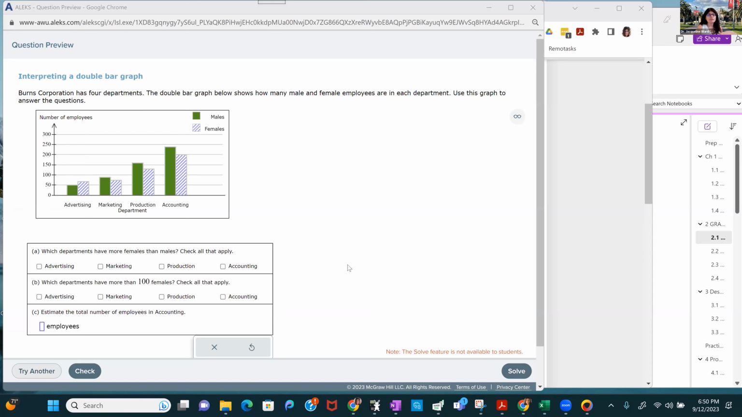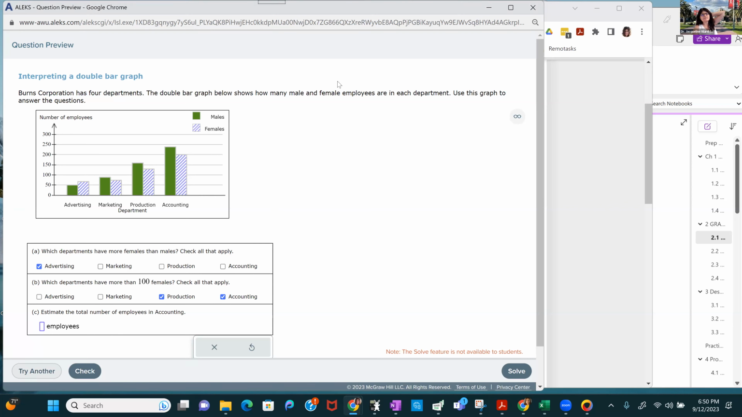So which department has more females than males? So we're going to look at the blue stripe and we want this blue stripe to be higher than the green. And just advertising. Which department has more than 100 females? So now you're going to look at that 100 mark and you want the ones where the blue stripe is above that 100 mark. So production and accounting.